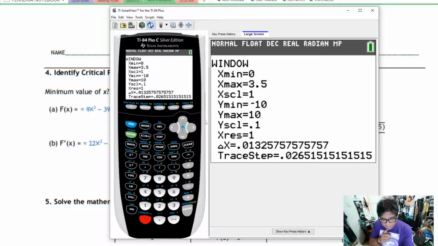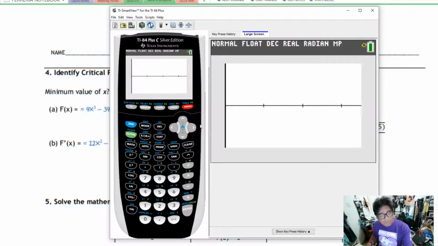Remember, I'm saying this because we're graphing the derivative. So let's graph the derivative, and it should hit 0 right about here. I don't care what happens anywhere else. I can see the derivative is changing from positive to negative. So that means that I have a relative maximum.